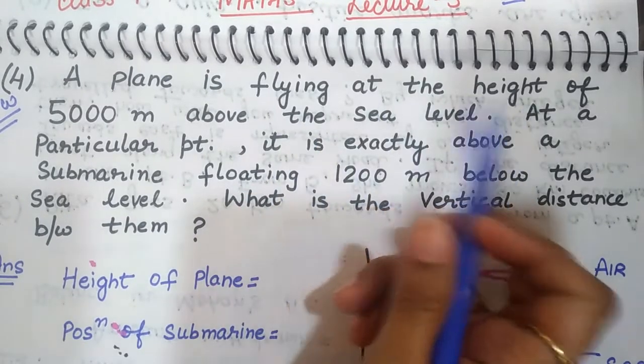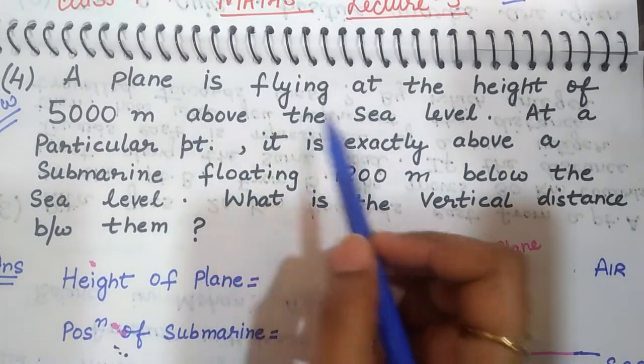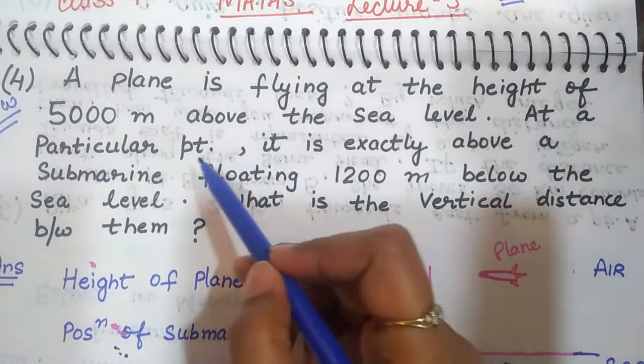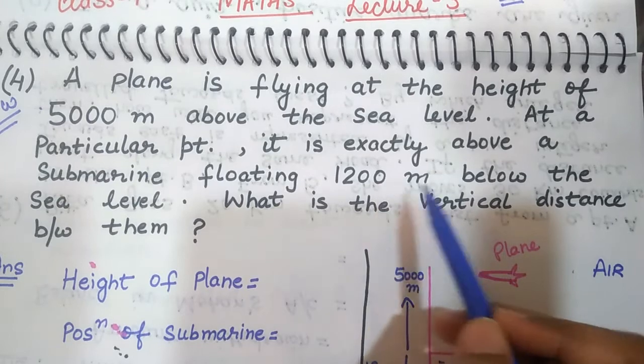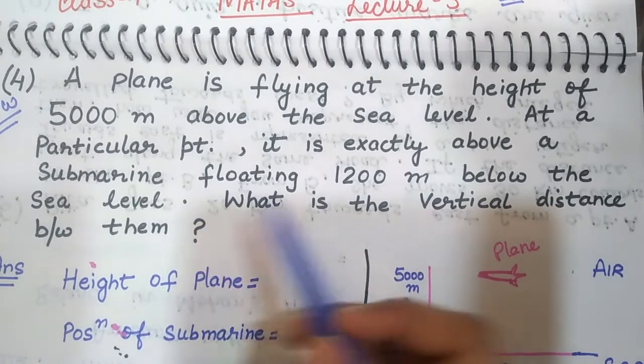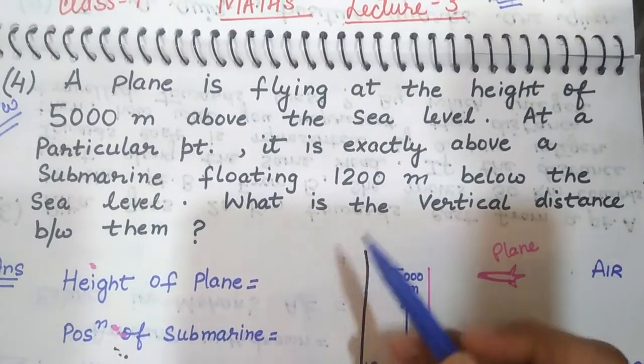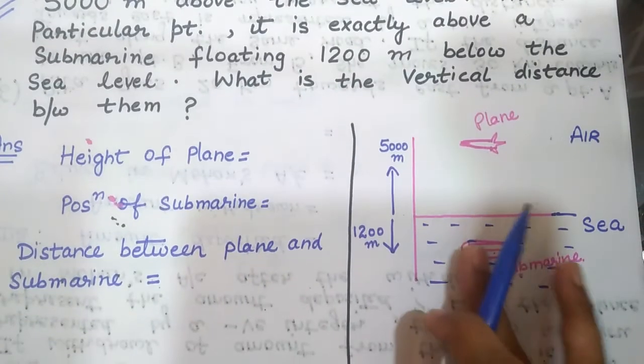In the last class I gave this question as homework. A plane is flying at the height of 5000 meter above the sea level at a particular point. It is exactly above a submarine floating 1200 meter below the sea level. What is the vertical distance between them? Please match your answers.